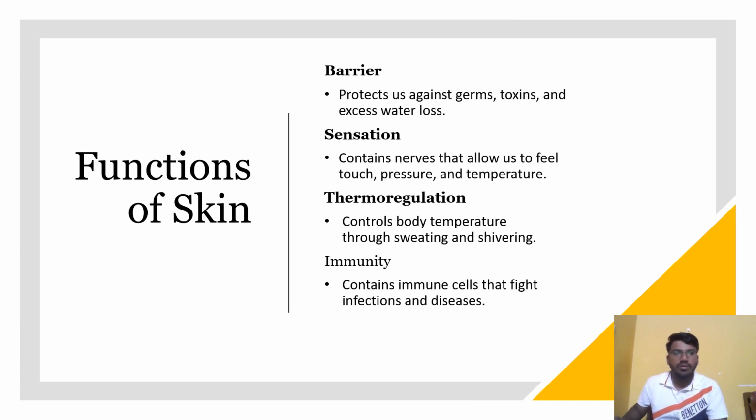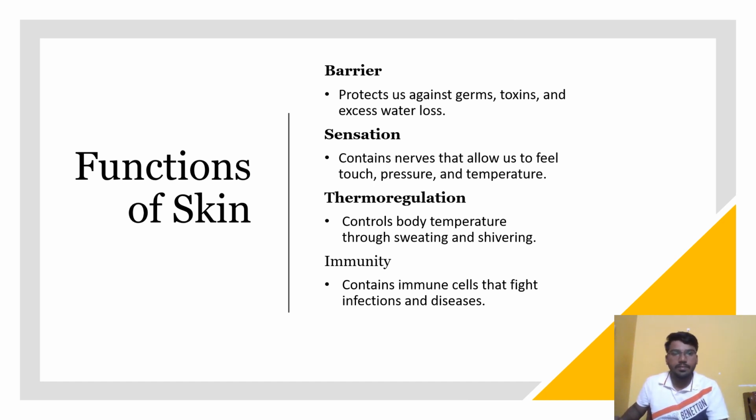Now we're gonna learn about functions of skin. Barrier protects us against germs, toxins, and excess water loss. Then sensation contains nerves that allow us to feel touch, pressure, and temperature. Then thermoregulation controls body temperature through sweating and shivering. Then immunity contains immune cells that fight infections and diseases.